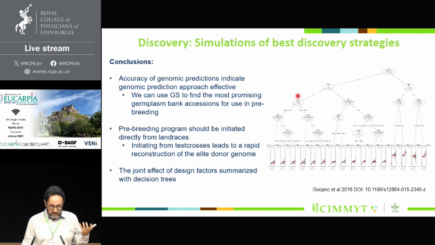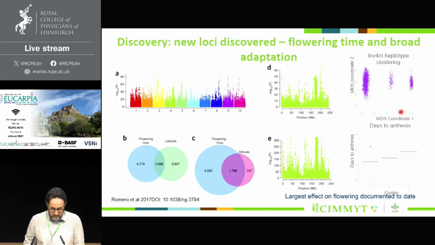And then for the other parameters that we discussed, the logistics and the heritability and so on, they created decision trees like the one here to enable good decisions on the best discovery strategy.